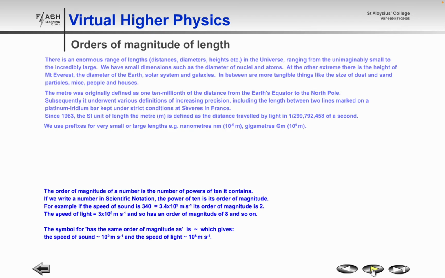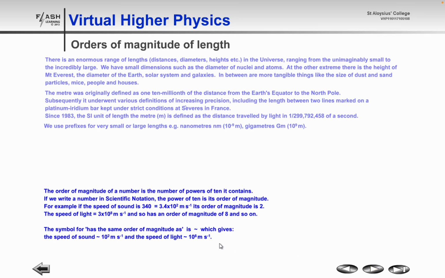So for instance, if you take something like the speed of sound, in scientific form that would be written as 3.4 times 10 to the 2, and therefore we simply say its order of magnitude is 2. The speed of light, on the other hand, would be 3 times 10 to the power 8, so its order of magnitude would be 8. And we would say that the speed of light is 6 orders of magnitude larger than the speed of sound. So basically it means it's roughly a million times larger. But this can be very useful for doing approximate calculations.